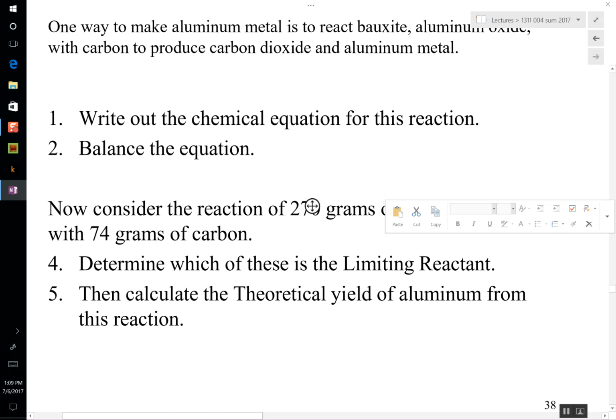8.2. 8.20. 8.21. 8.21 moles of aluminum. Okay, now look at those two numbers. Which is going to limit? Which one's going to be the limiting one? Got the smaller number on. Okay, the one that produces the least amount of aluminum.